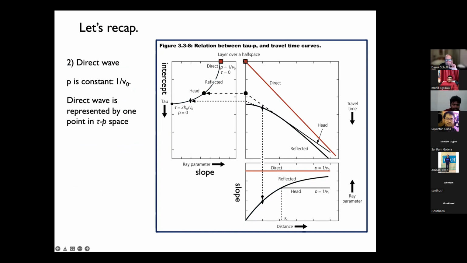For the direct wave, which comes in following this slope here, it has a constant intercept and a constant slope. So it just plots as one point on our tau p plot. And that's at tau equals 0 because the y-intercept is 0 and p equals 1 over v naught. On our ray parameter versus distance plot, p is constant, it's 1 over v naught, so it just plots as a straight line. And so it looks a little bit like the head wave.